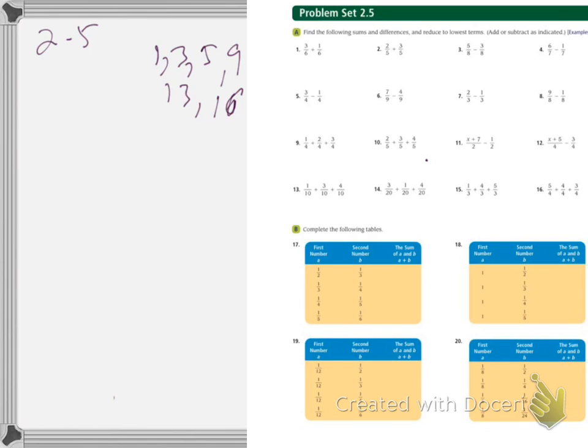This is, I think, number one. Let me see. Yeah, it's number one. So number one reads 3 over 6 plus 1 over 6. That was the problem, okay?